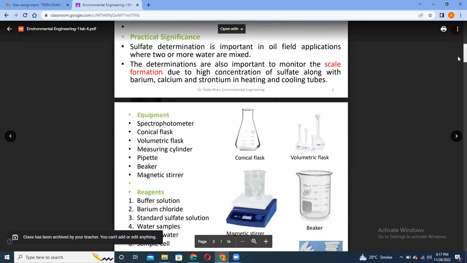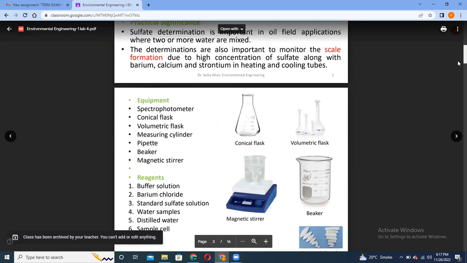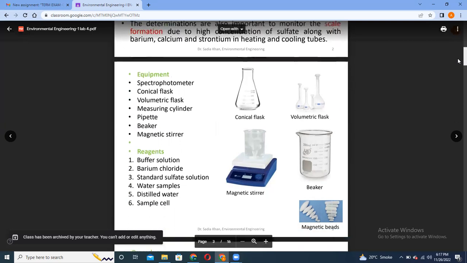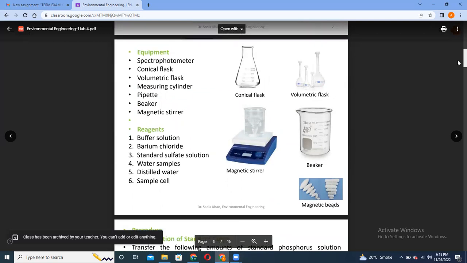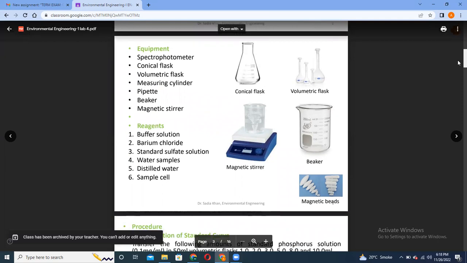The equipment used in this lab experiment is a spectrometer, conical flask, measuring cylinder, pipette, beaker, and magnetic stirrer. The reagents are buffer solution, barium chloride, standard sulfate solution, water samples, distilled water, and sample cell.